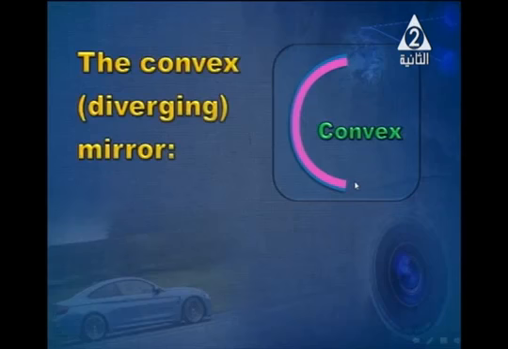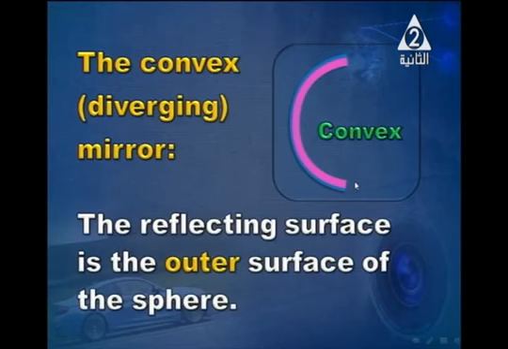While the convex mirror is called the diverging mirror. The reflecting surface is the outer surface of the sphere, which is colored by the blue color. This is the outer surface of the sphere and the reflecting surface of the mirror.